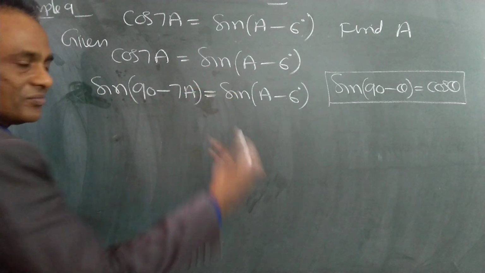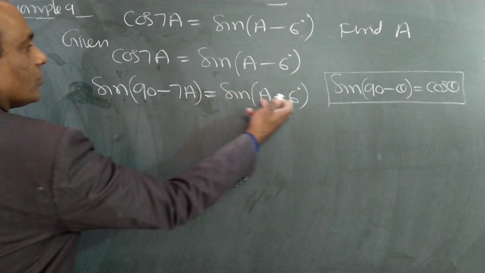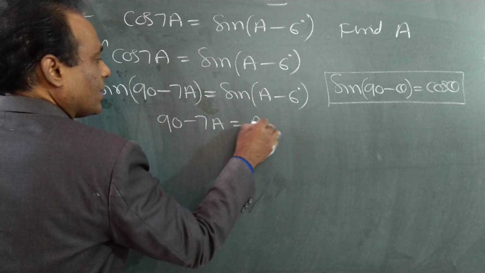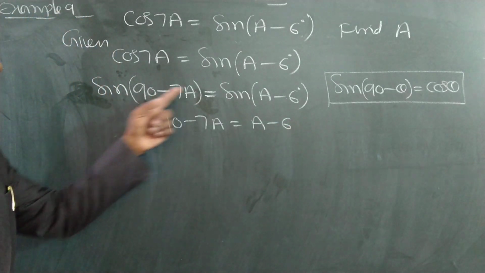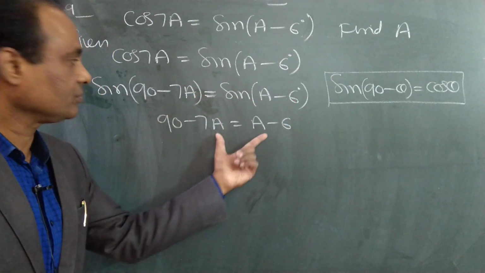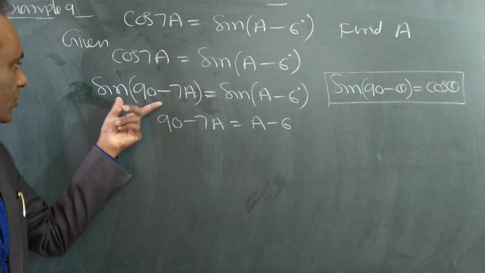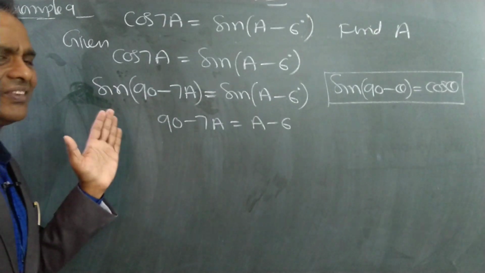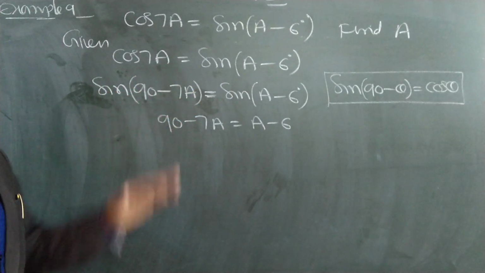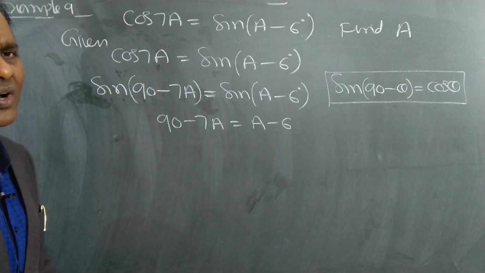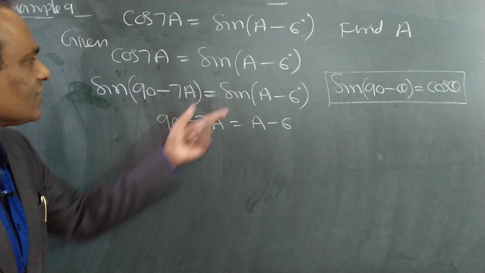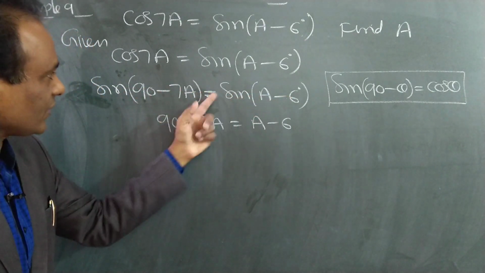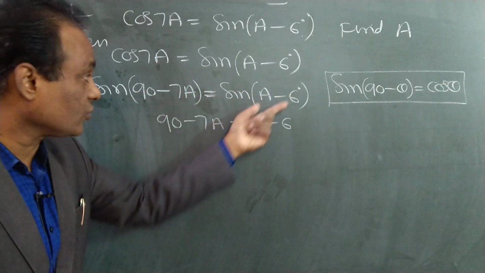Sin is the same, so these two angles should be equal: 90 minus 7a should equal a minus 6. Generally we say sin cancels, but we should not say it like this. We cannot cancel sin, but just to explain to you: sin is the same, this is the equal symbol, so these two angles should be equal.